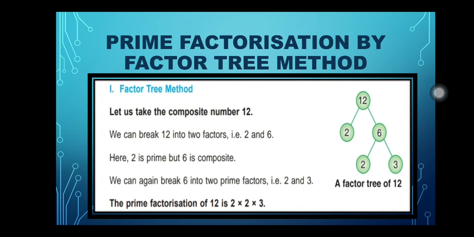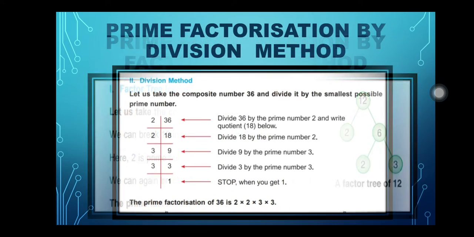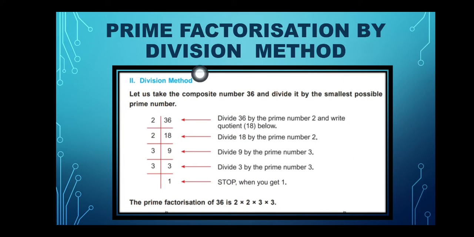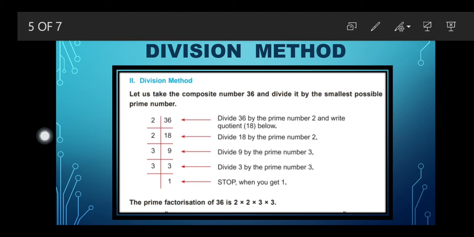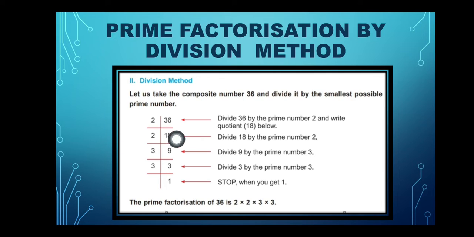Now, we will study the other method, prime factorization by division method. In division method, you have to make horizontal lines and a vertical line. Here you can see a vertical line and there are so many horizontal lines. We will draw these according to the requirements. Now, let's take a number for prime factorization. I have taken here the number 36. So, I will find the prime factorization of 36.